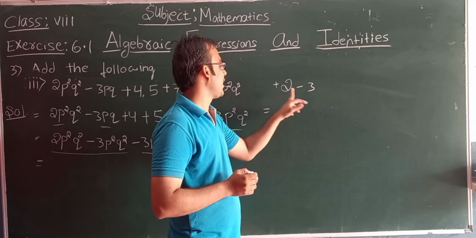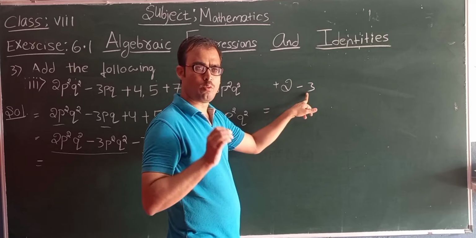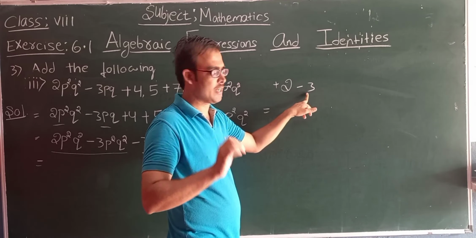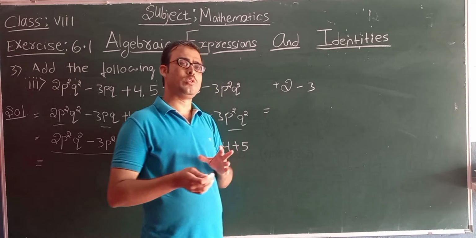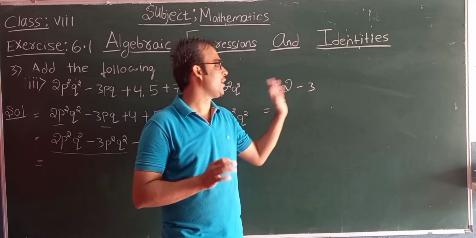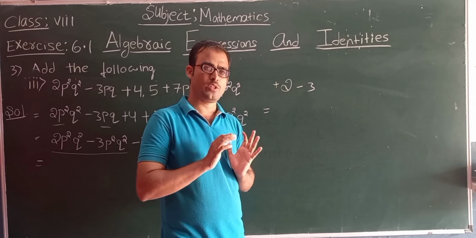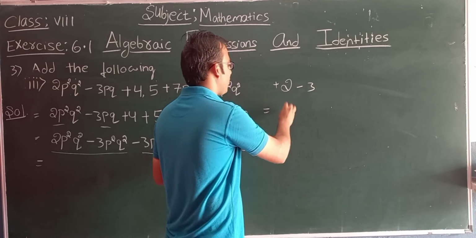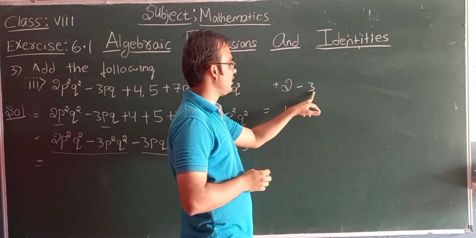Okay, so when there are two opposite signs, what do we need to do? We need to subtract, and you need to subtract in a normal way, that is, the smaller number from the bigger number. In these two, which is the bigger number? 3. So 3 minus 2 is what? 1. Okay, so we can write 1.